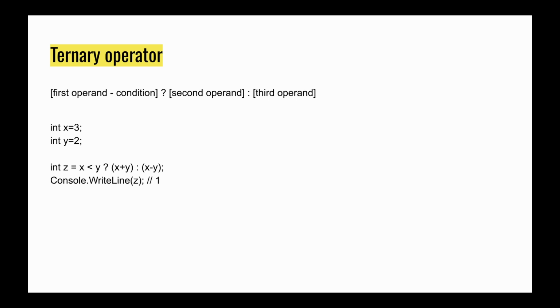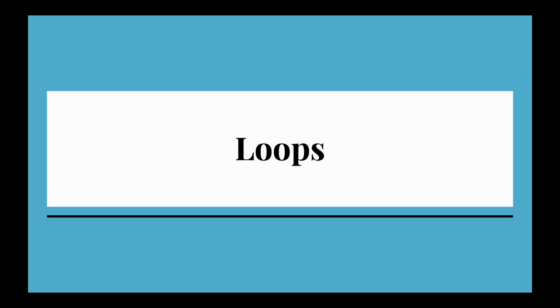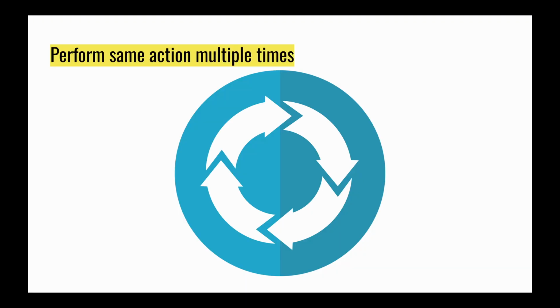Here, the first operand, condition, is the expression x is greater than y. If it is true, then the second operand is returned, the result of the addition operation. If the condition is false, then the third operand is returned. The result of the ternary operation, the second or third operand depending on the condition, is assigned to the variable z. Loops. Loops are control constructs that allow you to perform an action multiple times depending on certain conditions.